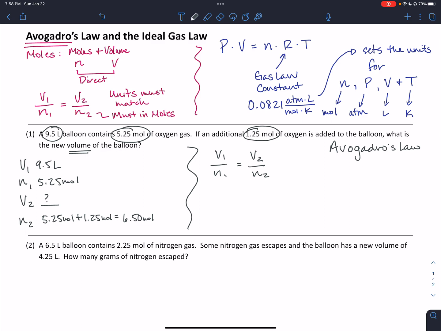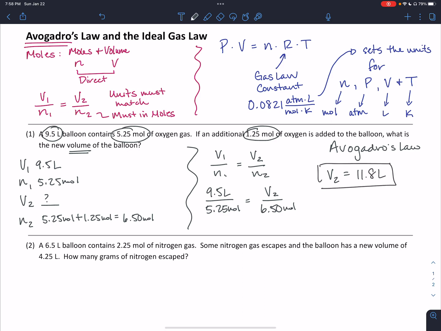All right, now as with our other laws, before we plug anything in, we should check our units. We've got moles for both amounts. We've got a liter for V1, so our answer will come out in liters, which is fine because there's no requirement for a particular unit in the problem. So now we plug in 9.5 liters over 5.25 moles is equal to our unknown V2 over 6.50 moles. All right, cross multiply, and we find that our new volume should be 11.8 liters.